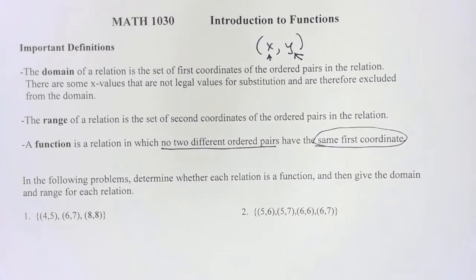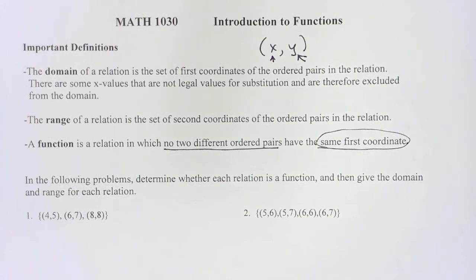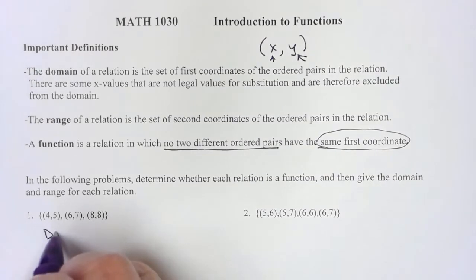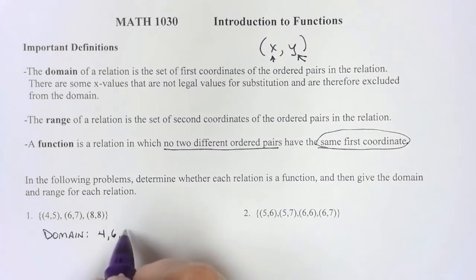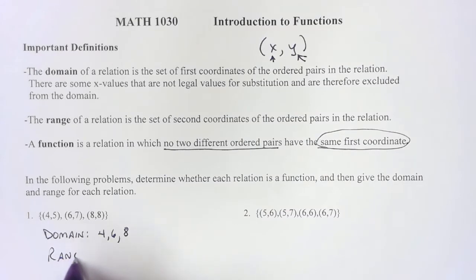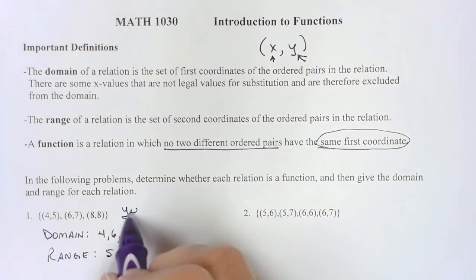So in these problems, determine whether each relation is a function and then give the domain and range for each relation. So this one is a function because I've got 1, 2, 3 different ordered pairs and they do not have the same x values. Range. So yes, it's a function.